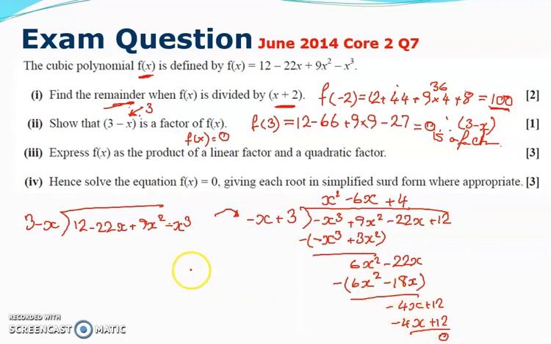So when it says write it as a product of a linear, I can write f of x then is equal to the original 3 minus x, times by x squared minus 6x plus 4. And you'll notice all I've done is I've written this thing the other way round, but this is the same, times by this thing here, my quotient. Hence solve the equation f of x equals 0, giving each root where appropriate. Well, I know one answer already, so when this equals 0, this bracket tells me the answer is x equals 3.